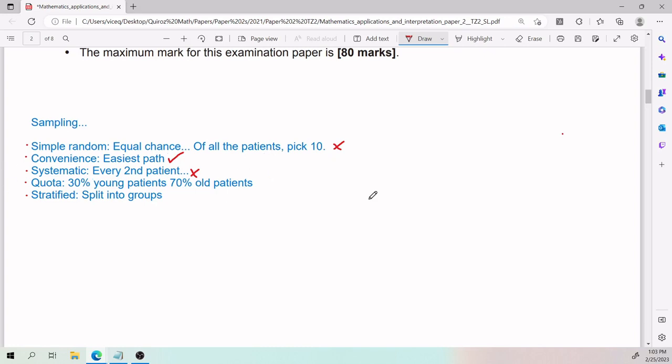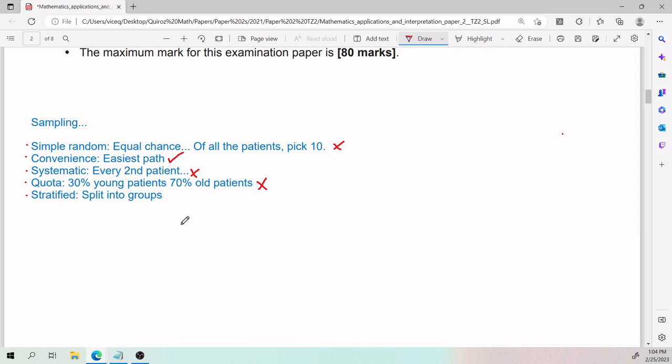Quota would be something like you want your sampling method to end up with 30% young patients, 70% old patients. So in this case, there's nothing like that. Again, we are testing every single patient that walks through the door. And stratified forces you to split your sample or your population into groups. This usually comes in the form of, like, you make a sample with the ones that come in the morning and you make a sample with the ones that come in the afternoon. That could be a sort of stratified thing.